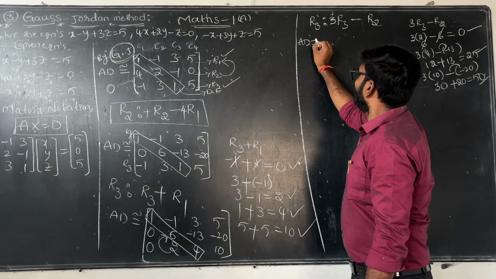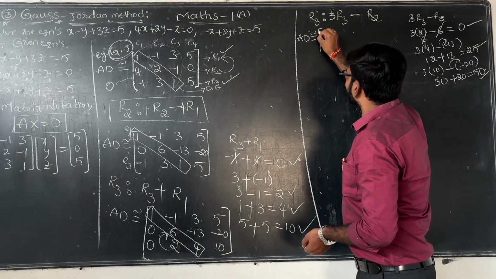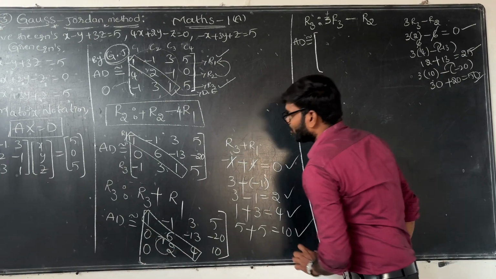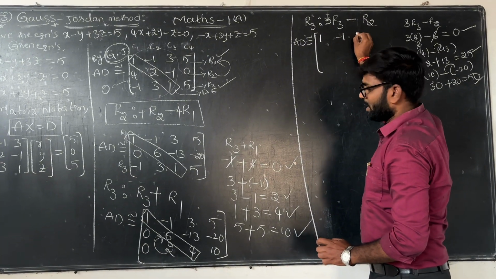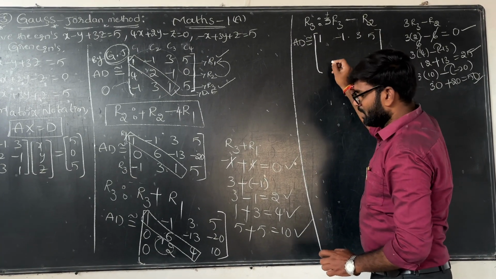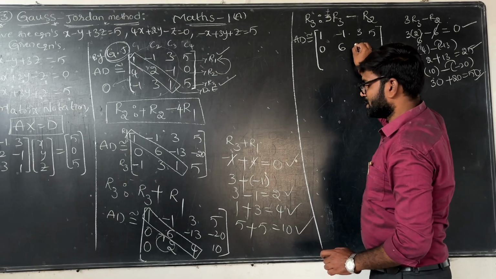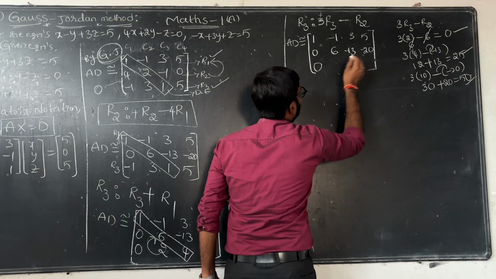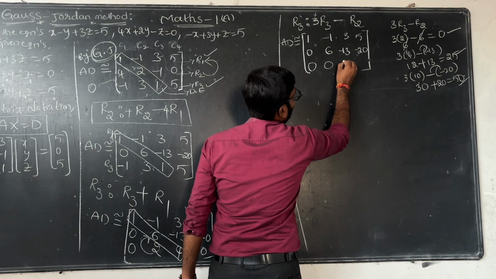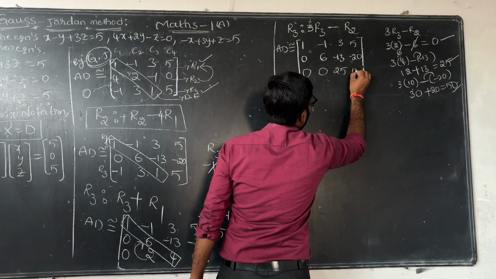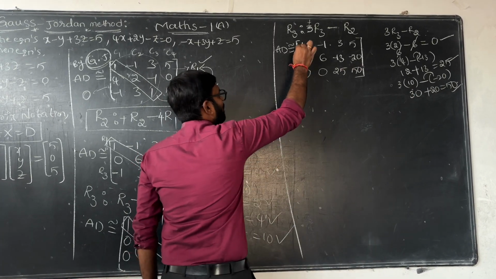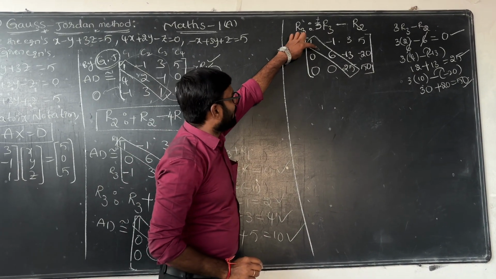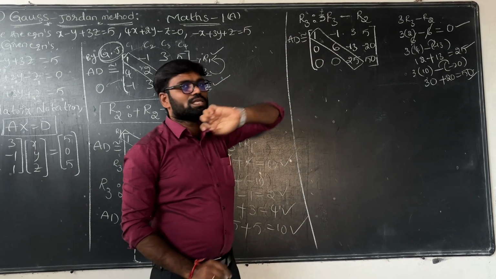Now substitute. Here the operation is applied to R3. There is no change to R1 and R2. First row: 1, minus 1, 3, 5. Second row: 0, 6, minus 13, minus 20. Then the last one: 0, second element 0, third element 25, fourth element 50. So finally the elements below the diagonal are converted to 0. The 3 elements below the diagonal have become 0.